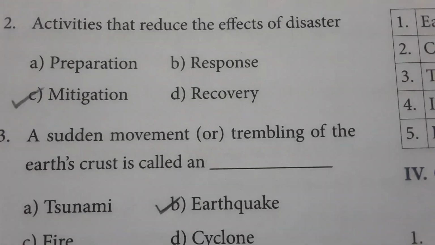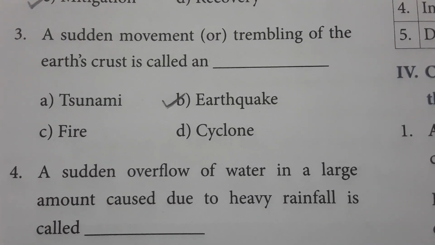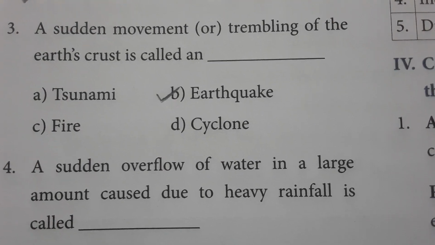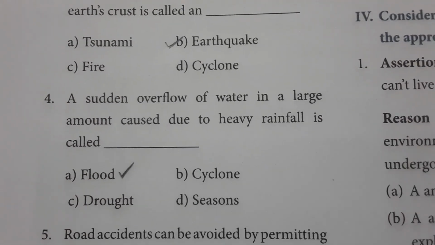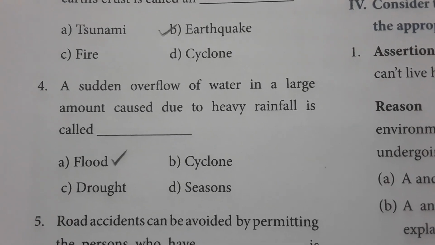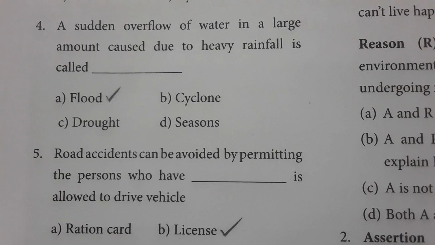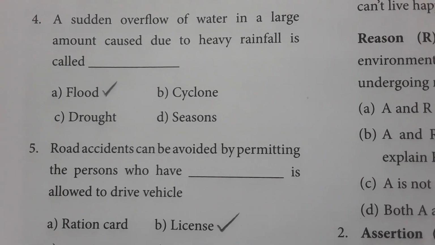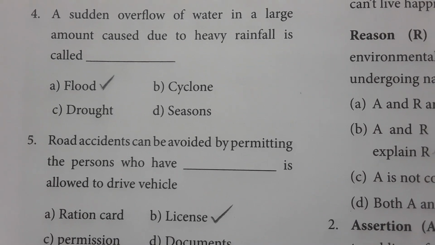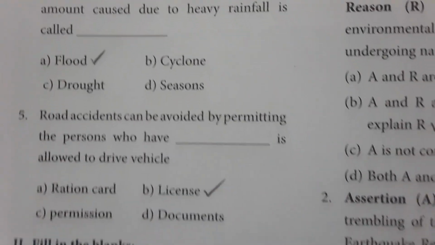Activities that reduce the effects of disaster: mitigation. A sudden movement or trembling of the earth crust is called an earthquake. A sudden overflow of water in a large amount caused due to heavy rainfall is called flood. Road accidents can be avoided by permitting only the persons who have a license to drive vehicles. If the person who has a license is allowed to drive a vehicle, then there are no road accidents.